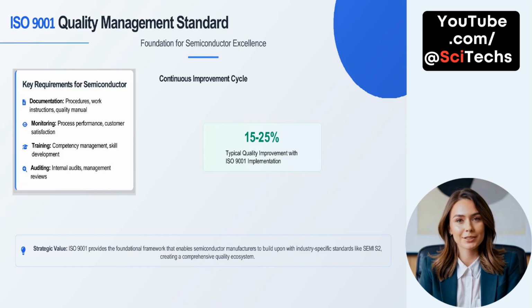Together, these practices establish a continuous improvement cycle, yielding typical quality improvements of 15 to 25% after ISO 9001 implementation. Strategically, ISO 9001 acts as the foundation for building broader quality frameworks, allowing semiconductor companies to adopt industry-specific standards like SEMI S2. This alignment fosters a resilient and scalable quality ecosystem.